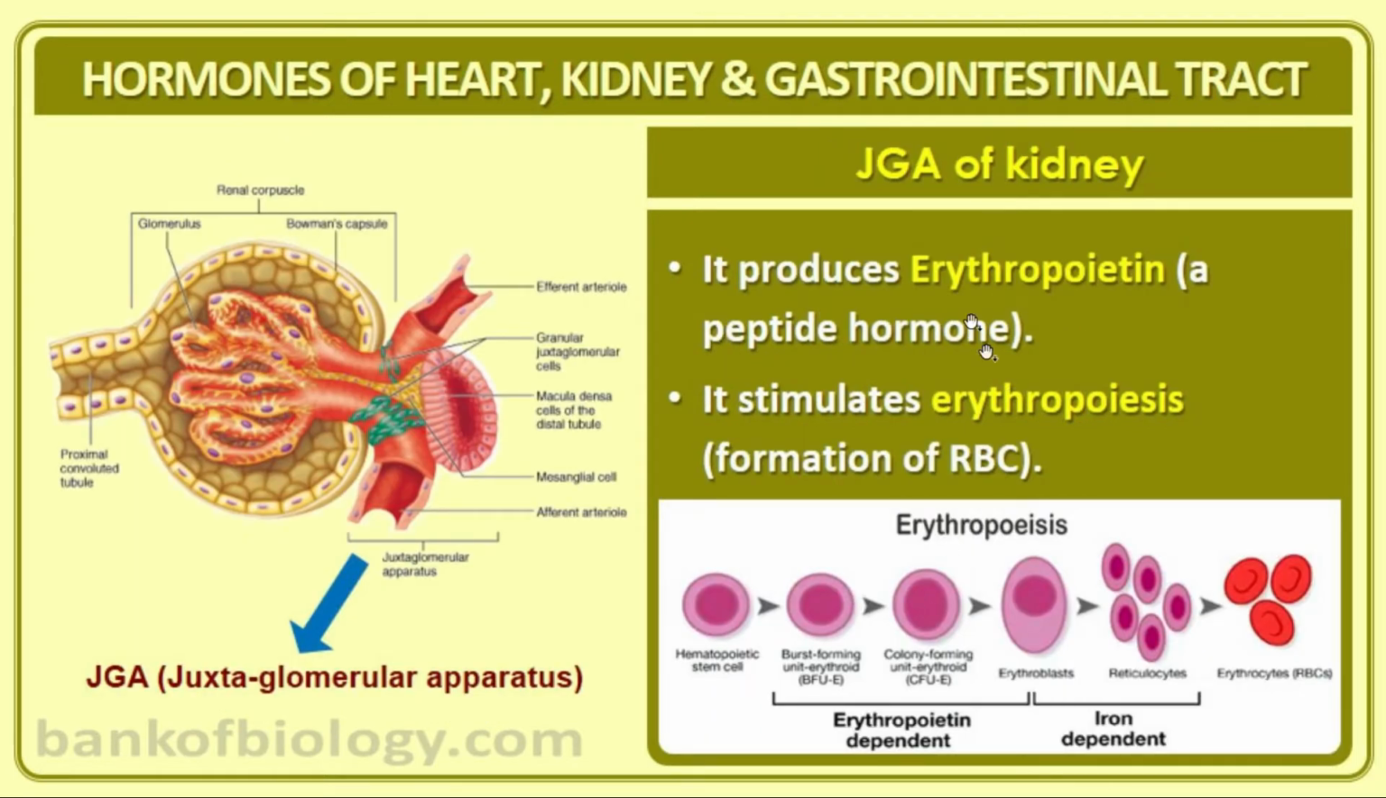What about the kidney? The juxtaglomerular apparatus produces erythropoietin, a peptide hormone. The kidney secretes the hormone known as erythropoietin. It is produced by the juxtaglomerular apparatus, and it stimulates erythropoiesis, that means formation of RBC. Erythrocytes means RBC, isn't it? We have studied that RBC formation is stimulated by the juxtaglomerular apparatus. It is present in the nephron.